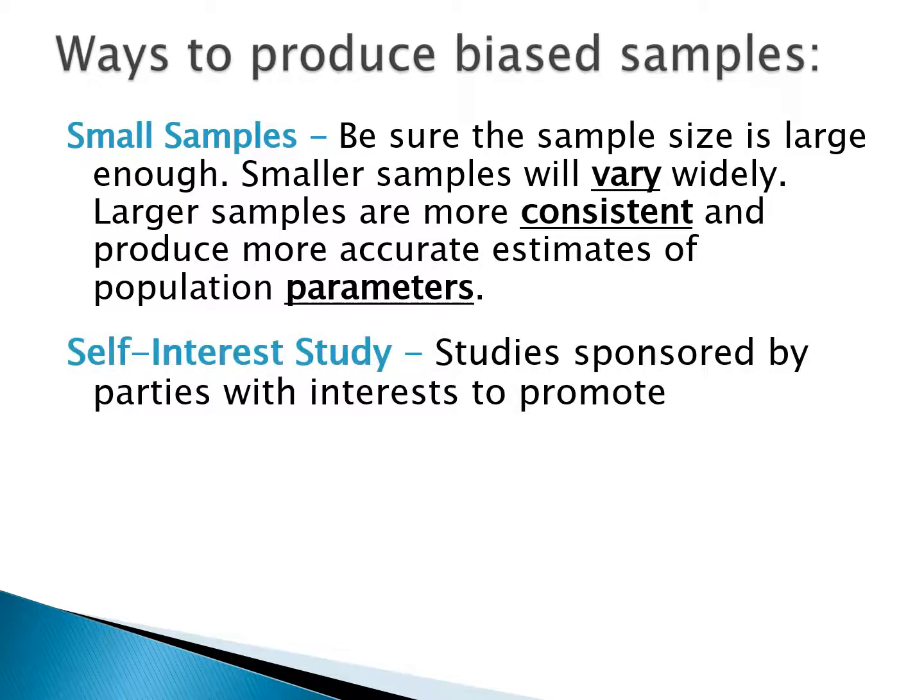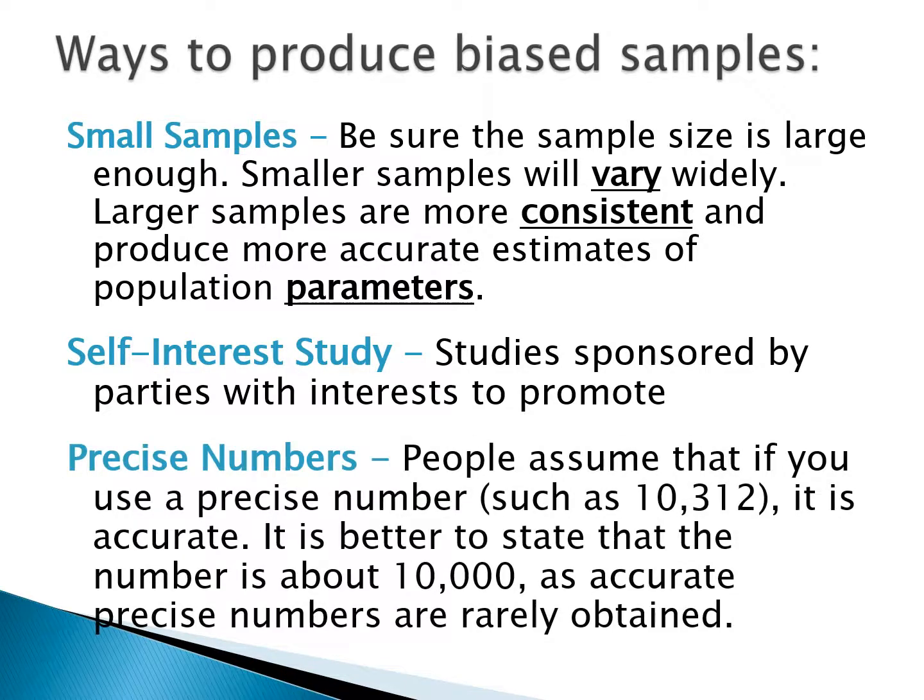Self-interest studies are studies that are funded by some kind of big money interest. You see it a lot in politics, energy companies, those types of things. They want to see a result or are lobbying to get some kind of result that helps their bottom line. And when we have the results of a sample, if we end up with any kind of precise number, in this example it's showing 10,312, we don't want to reuse that precise number. Instead, it's better just to round it and say it's about 10,000, because this is unlikely to be accurate. We never really can pinpoint precise numbers like that.